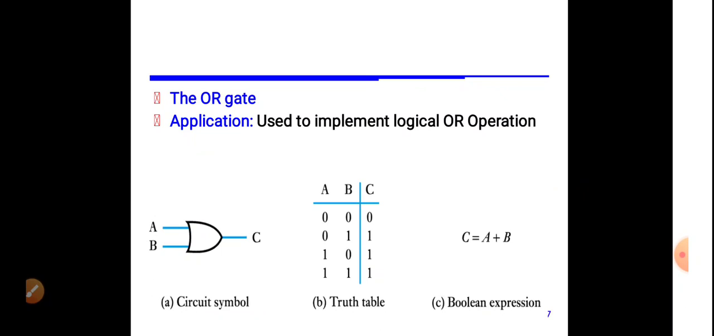The next type of gate is the OR gate. It is used in order to perform the logical OR operation. The first figure shows the symbolic notation of an OR gate. Here also we are taking a two input OR gate, which consists of two input variables A and B, and the output variable is C. The symbol for the OR gate is plus. So the boolean expression for C is C equal to A plus B.